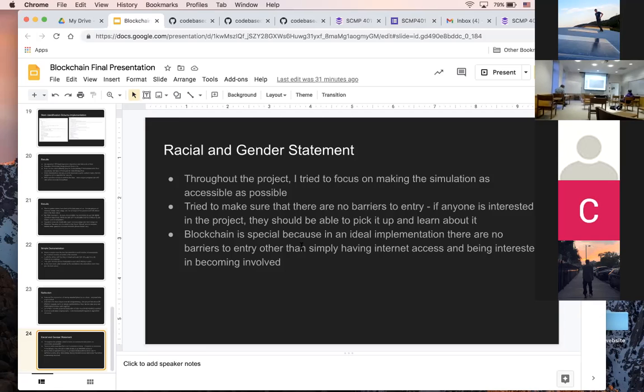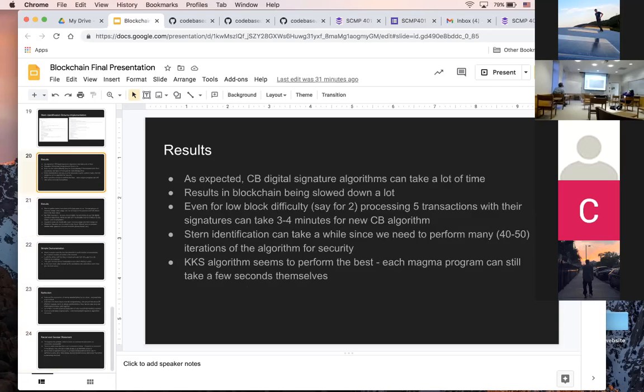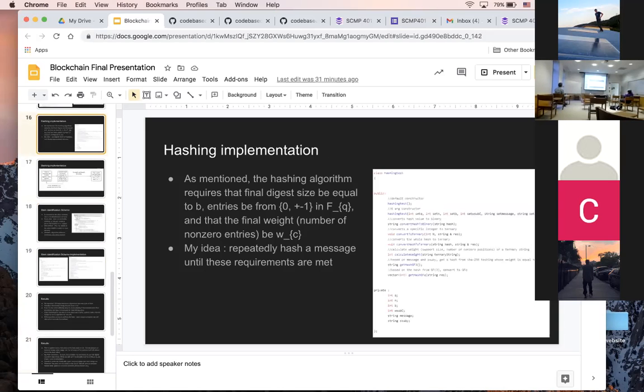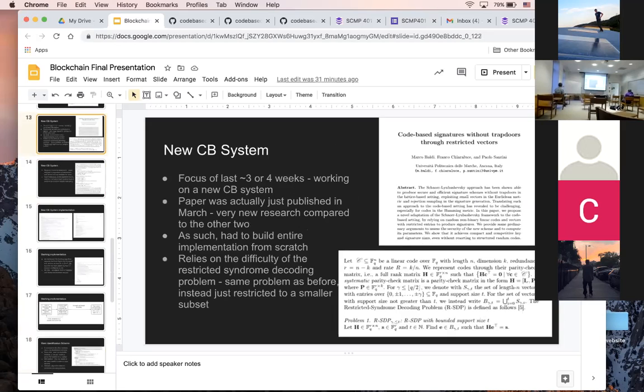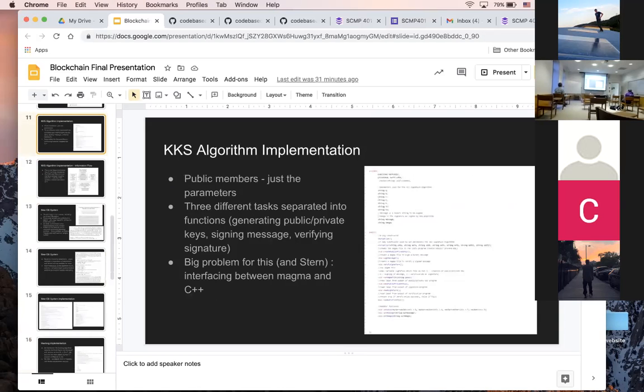Can you explain what a restricted vector is? Sorry, can you say that again? Can you explain what a restricted vector is? Oh, restricted vector, sure. Let me go back to that. So sorry, I went off that.